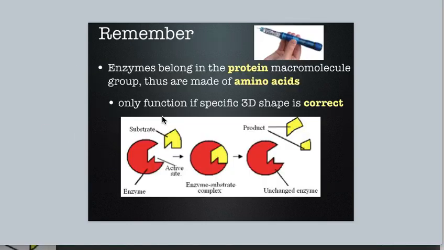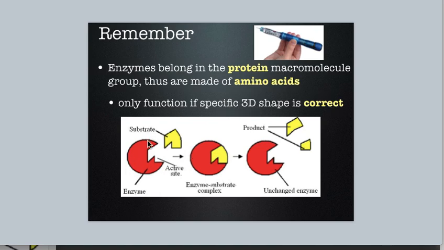Okay, now remember, this is also in the notes, you're copying down in yellow. Enzymes, we learned in our last note section, they belong to the protein macromolecule group. Because of that, enzymes themselves are actually made up of amino acids. So enzymes are proteins that break down other proteins. They break down lipids, they break down carbohydrates, they break down nucleic acids, so they break stuff down. And the enzymes will only function if their specific 3D shape is correct.